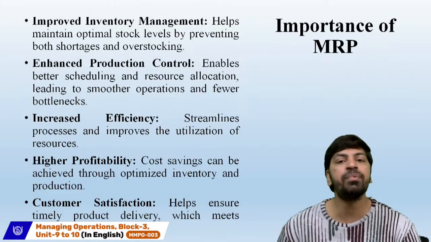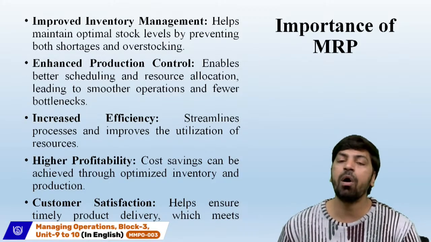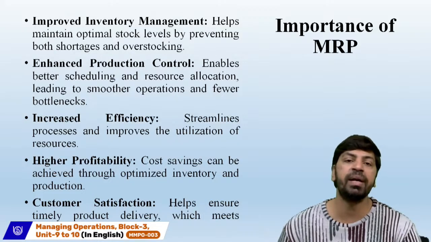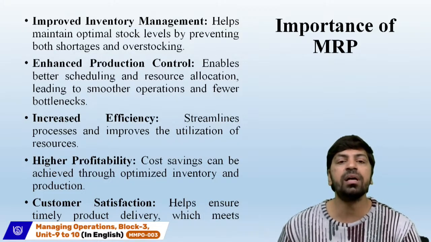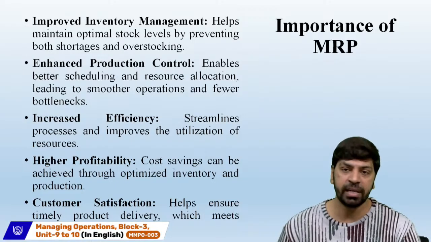Next is higher profitability. Costs can also be saved if optimal inventory and production systems are maintained. Next is customer satisfaction. It also helps to ensure timely product delivery, which meets customer satisfaction.